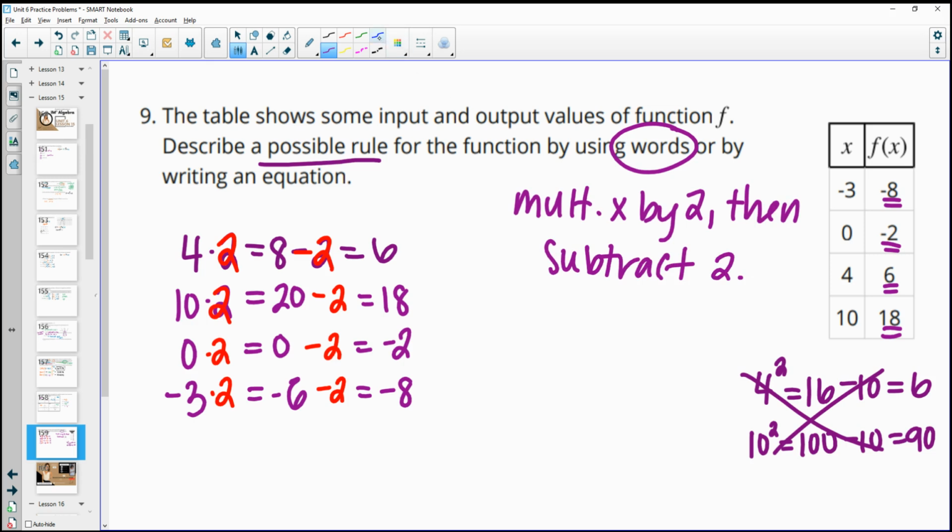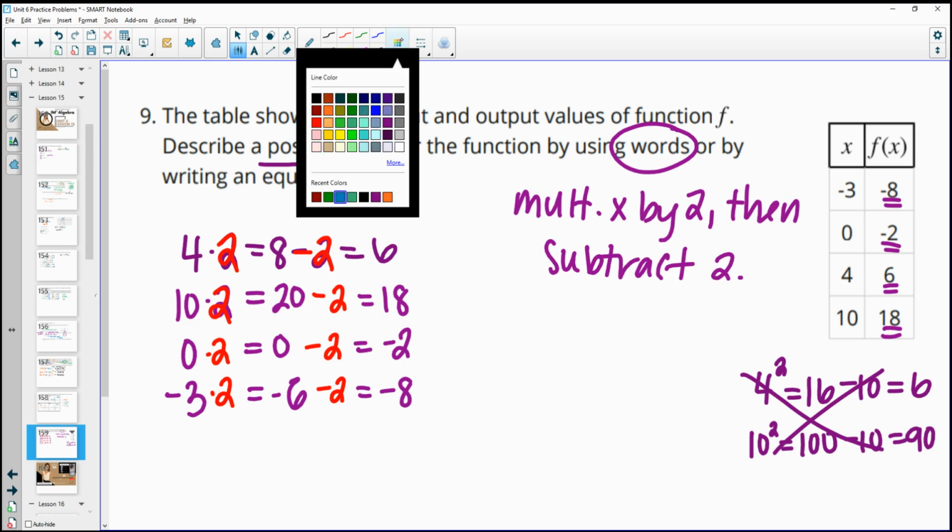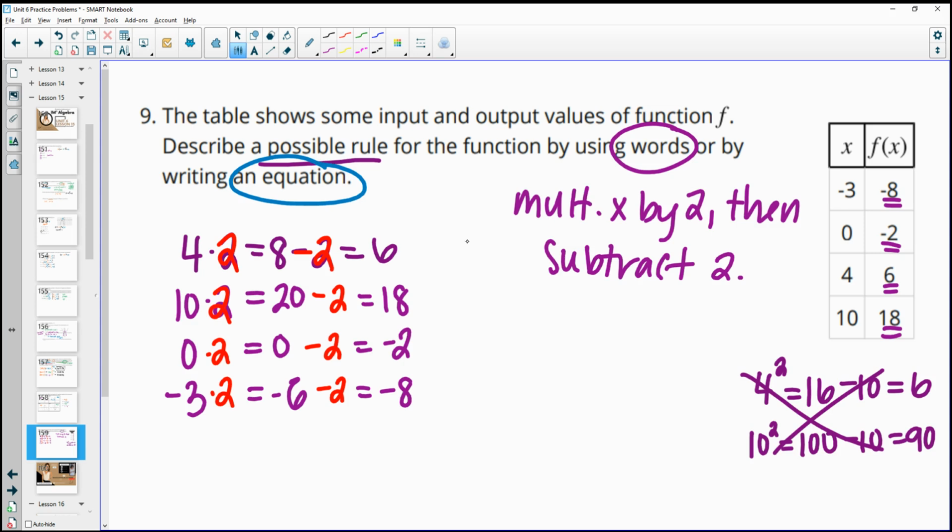Or you can write an equation. So the equation version of that would be that we're taking our x and multiplying it by 2, then we're going to subtract 2. So we could say that our f of x is equal to 2 times the x value and then minus 2. So either of those is good.